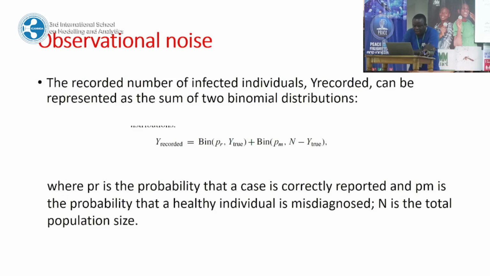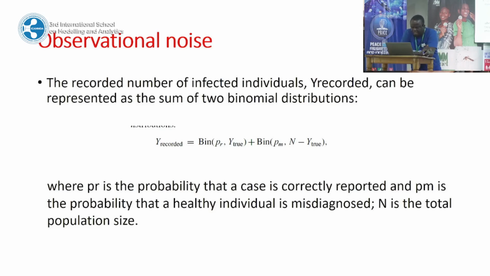Now, the recorded number of infected individuals can be represented as the sum of two binomial distributions, which is Y recorded equals Y1 plus Y2, where Y2 is binomial with parameters N minus Y1.